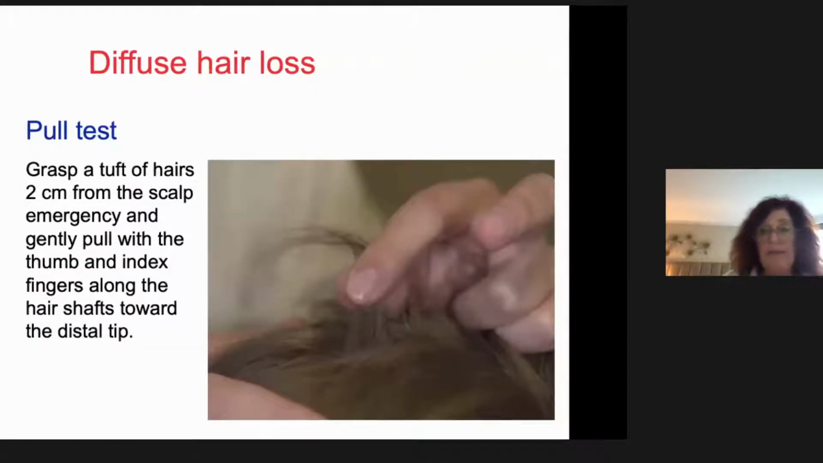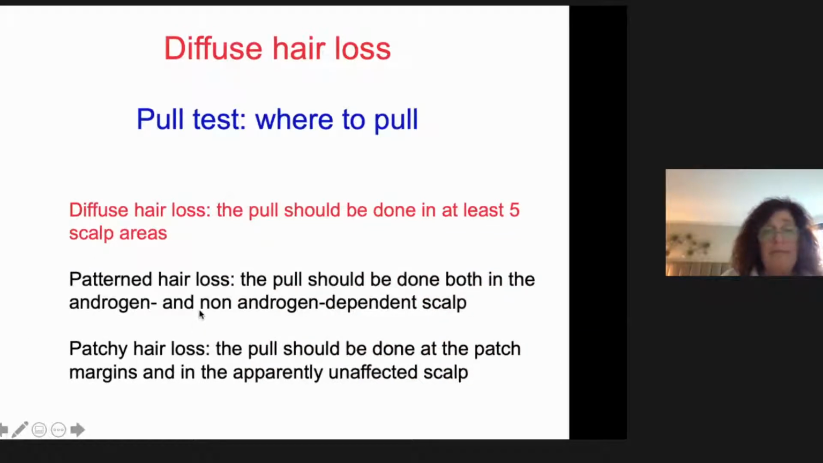Let's discuss the pull test, which is very simple and doesn't require any special instrument. As you see here, you grasp a tuft of hair at 2 centimeters from the scalp emergence, and then you gently pull between the thumb and the index toward the distal tip. So when we have diffuse hair loss, you have to do the pull test in different areas of the scalp.